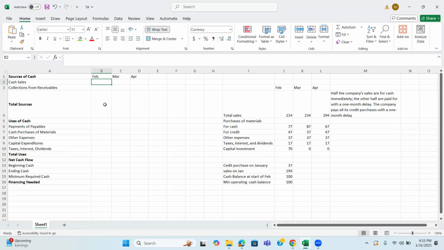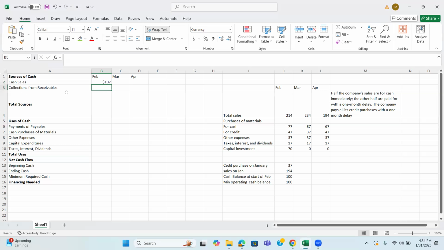All right, let's start from the month of February. For the cash sales, we have one restriction here. It says half of the company's sales are for cash immediately. So for the month of February, we have sales of 214, but we are actually getting half of it. So the cash sale should be 107 here.